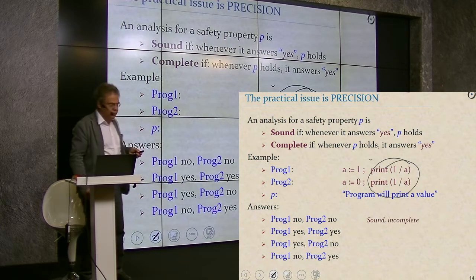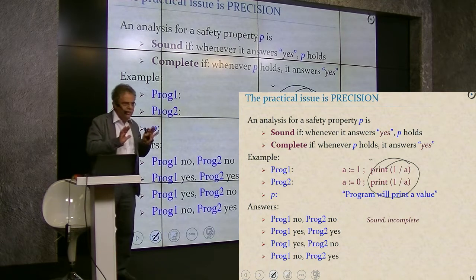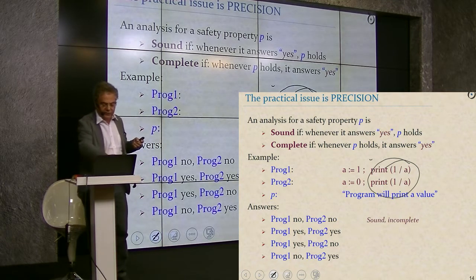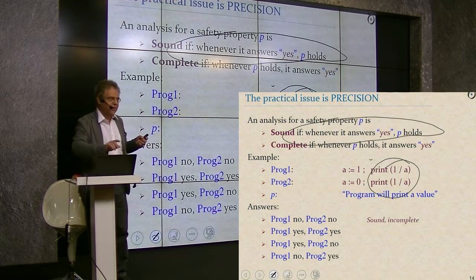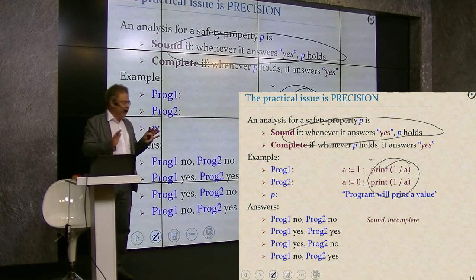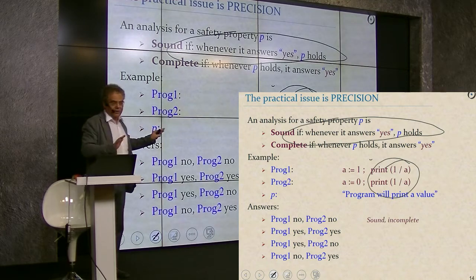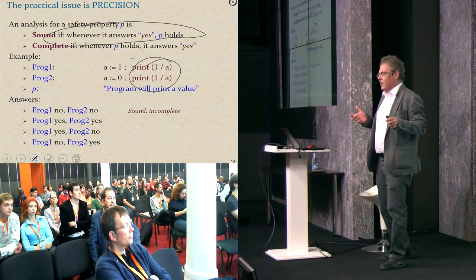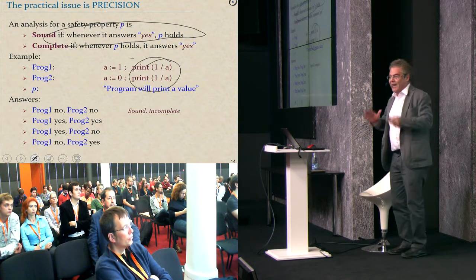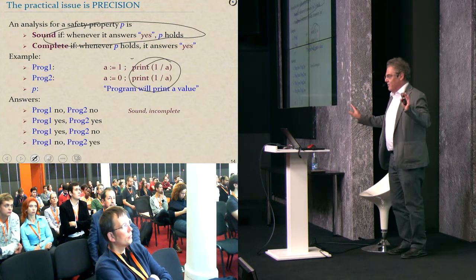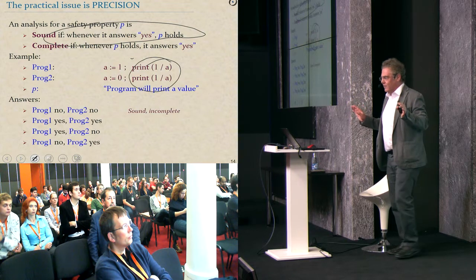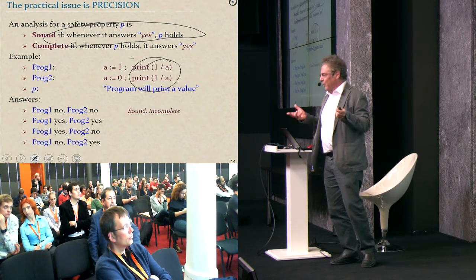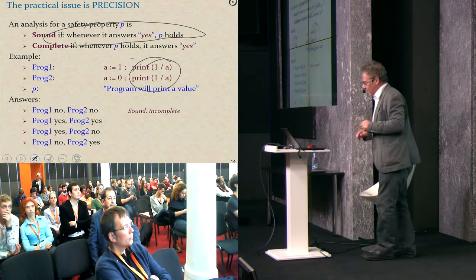If it answers no in both cases, it's sound, right? Sound means whenever it answers yes, P holds. So it's prudent. This one is kind of overly prudent, which means, by the way, that it's very easy to write a sound analyzer for any property. You just answer no all the time, so it takes about 30 seconds to write that analyzer, and it's sound. It's not very useful, but it's sound. So this is the first case.